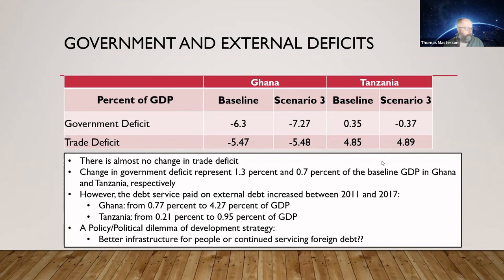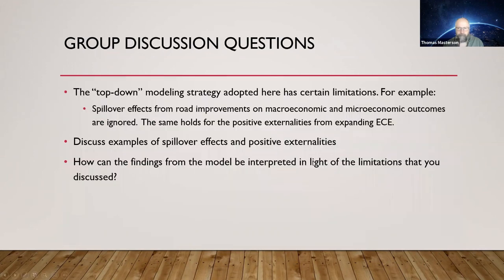All right. Well, let's do this then. We're going to do breakout groups, and we're going to talk about these questions here. The top-down modeling strategy we adopt does have limitations, and spillover effects from road improvements on macro and microeconomic activity are ignored.